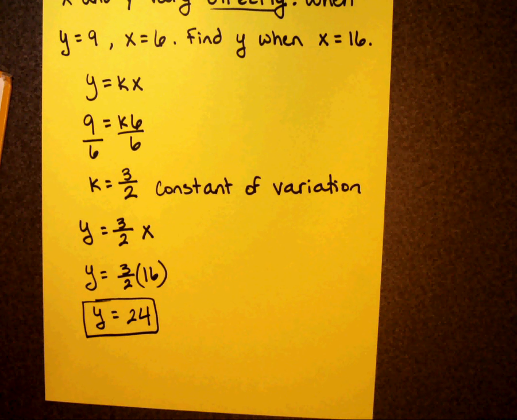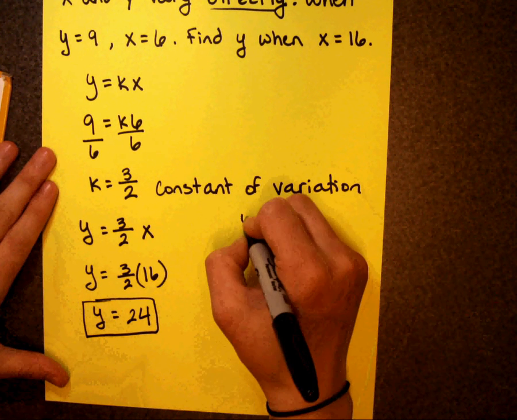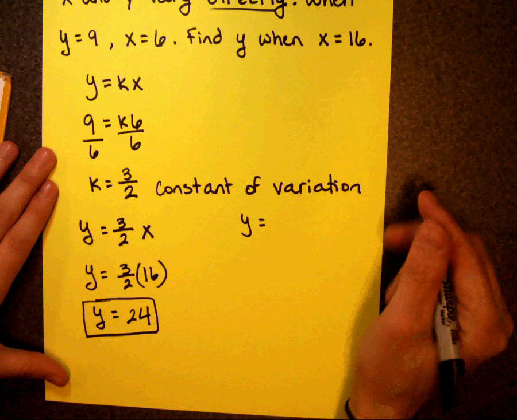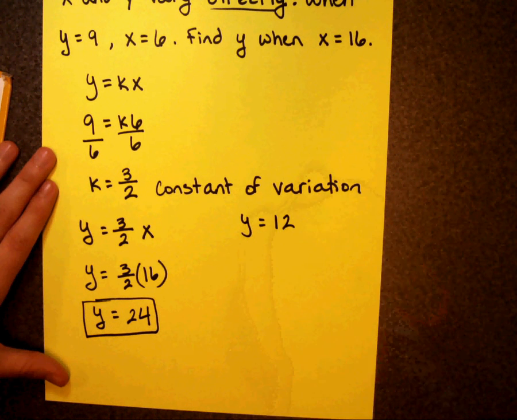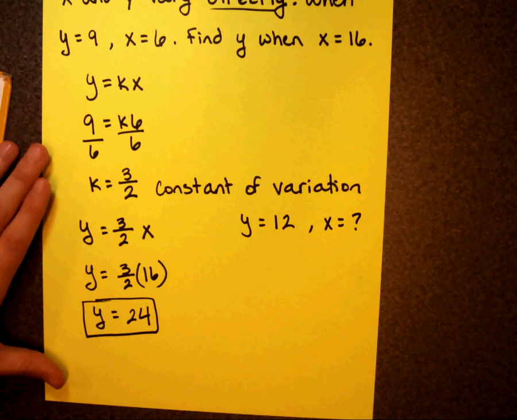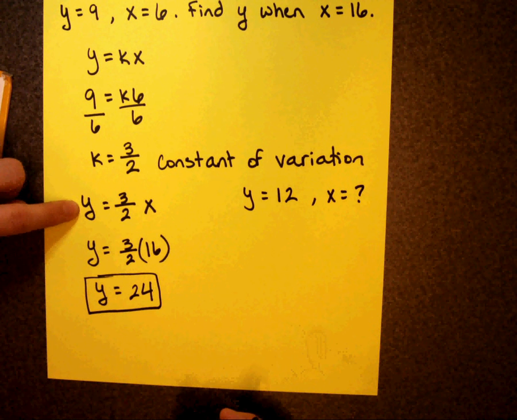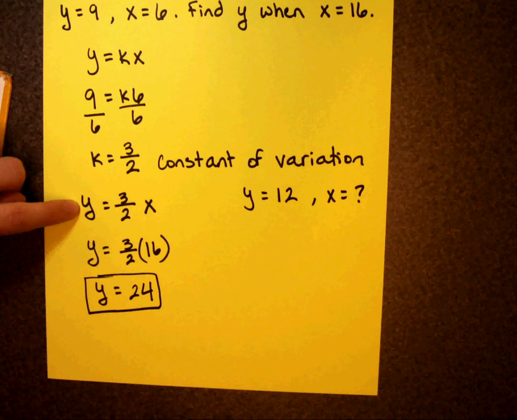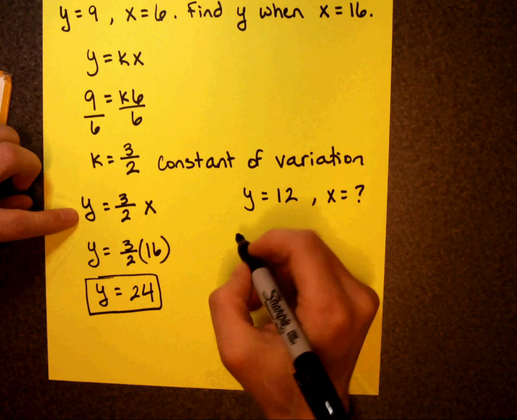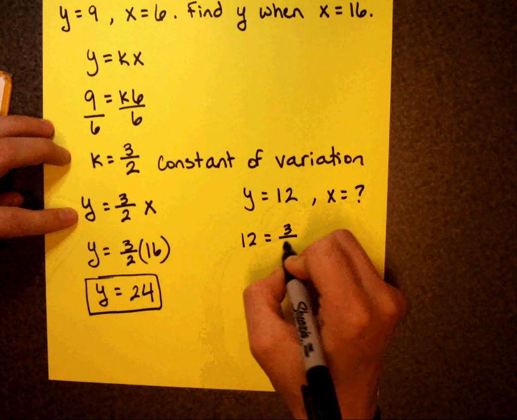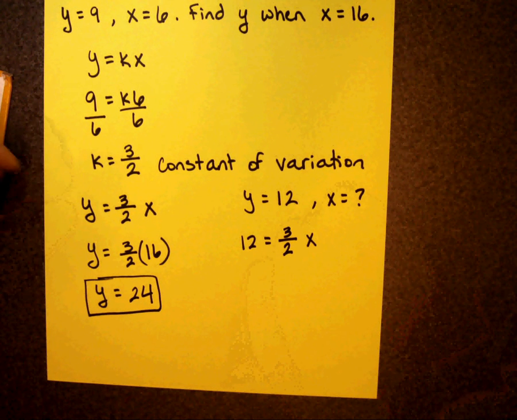We okay? So using this same relationship, we already know our constant of variation, so let's figure out what if y was 12? What is x going to be? So we already have our relationship, we already found our constant of variation, but this time I know what y is, and I want to plug it in and figure out what x is. So y is 12. My constant of variation is 3 halves, and I want to know what x is. How do I solve this equation?